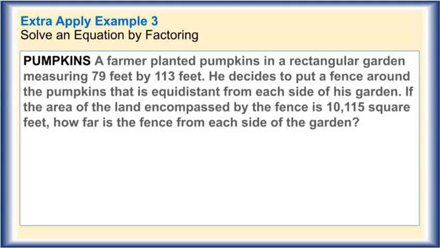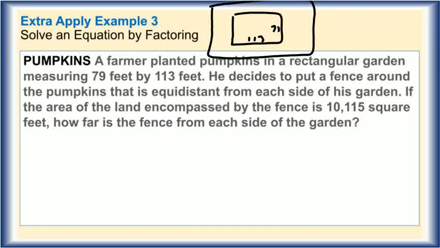So to solve this one, we need a diagram, which will help with that. So if this is the area of the garden that he planted, this is like 113 and this is 79. Then he's putting a fence all the way around, and that has an area of 10,115.